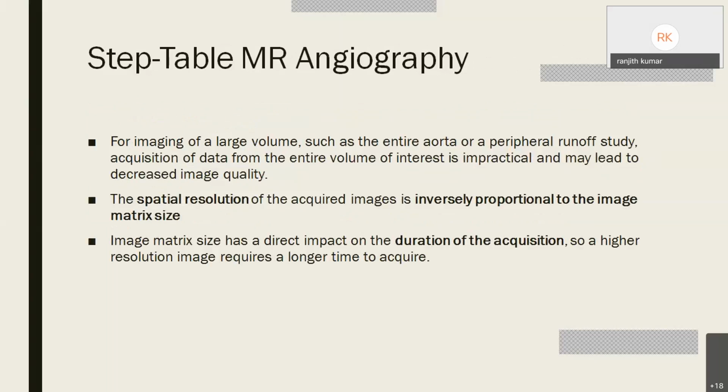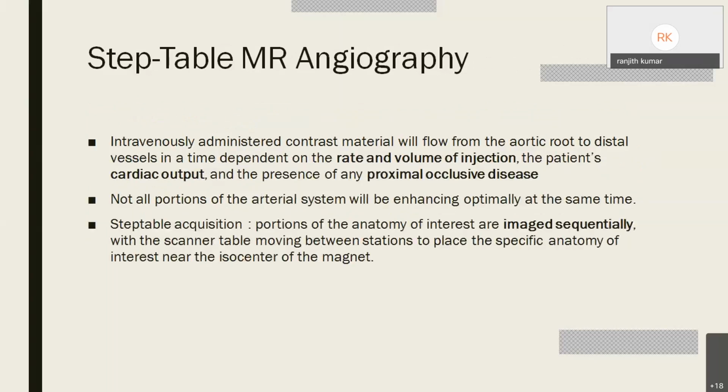So, coming to the step table MR angiography, the spatial resolution of the images is inversely proportional to the matrix, and this matrix has a direct impact on the duration of acquisition. So, to get a higher resolution, we require a longer time to acquire the image. When an IV contrast is administered, the time of flow of the contrast from the aortic root to the distal vessels is dependent not only on the volume of the injection, but also on the cardiac output and proximal occlusion.